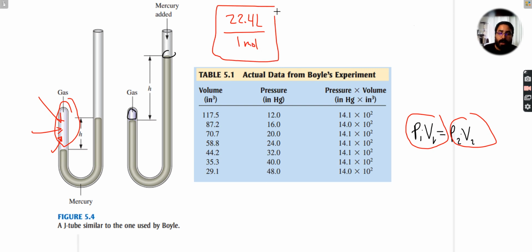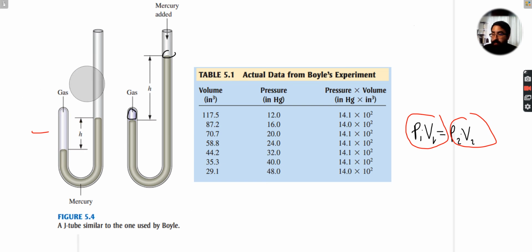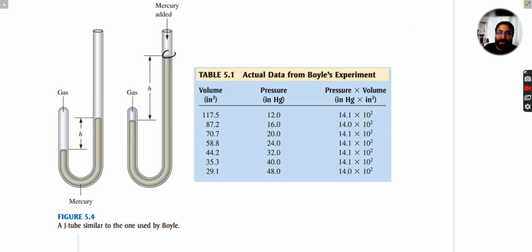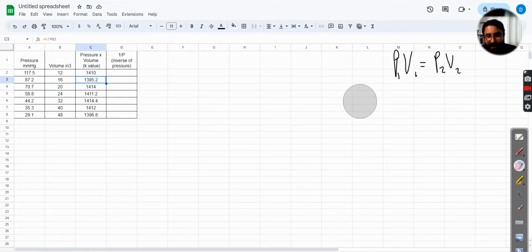All right, so Avogadro, smarty pants, he used other people's experiments. Boyle's the one that did all the work, and Avogadro just came up with stuff afterwards. So that guy, he knows what's up.